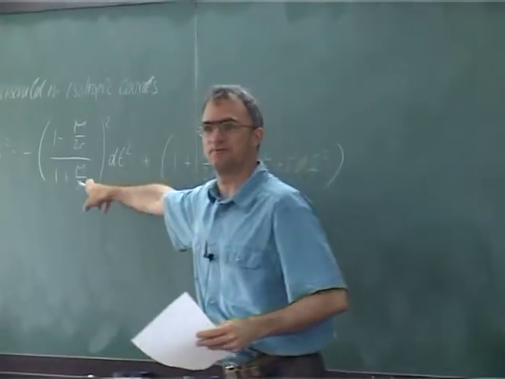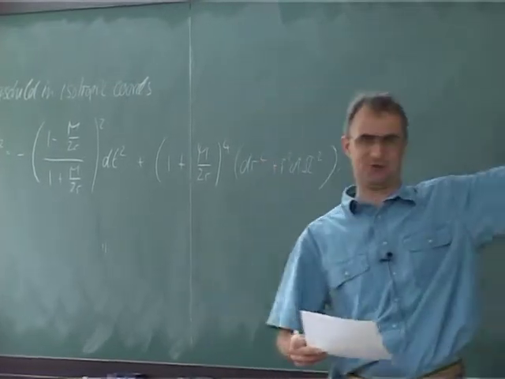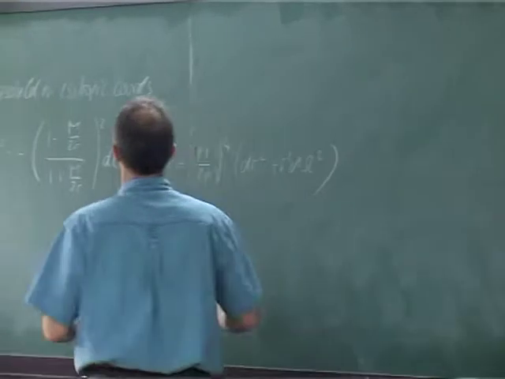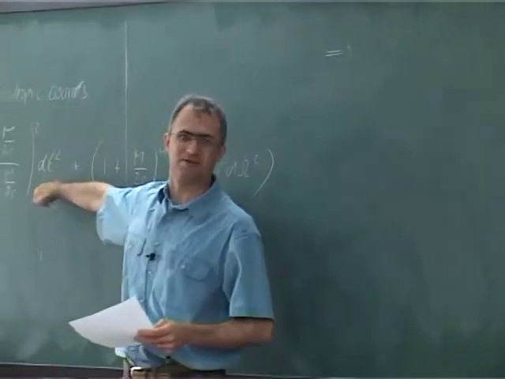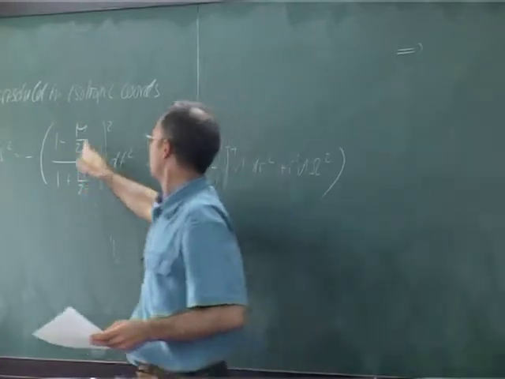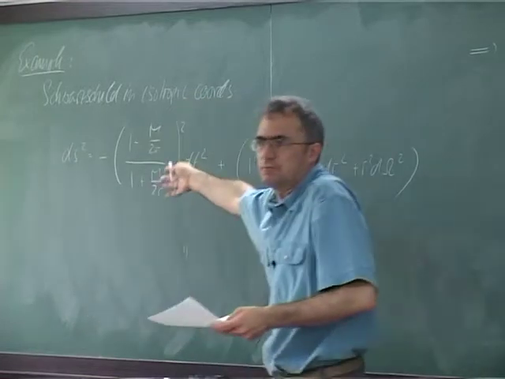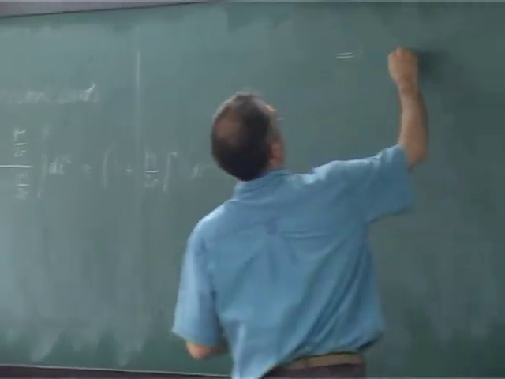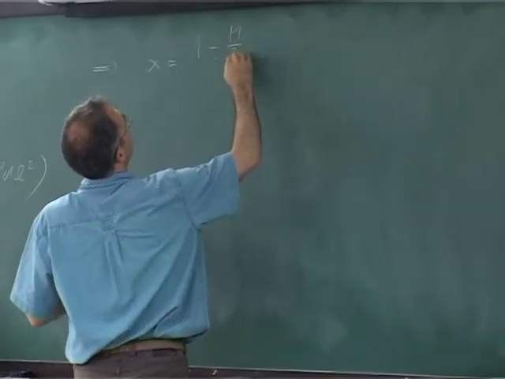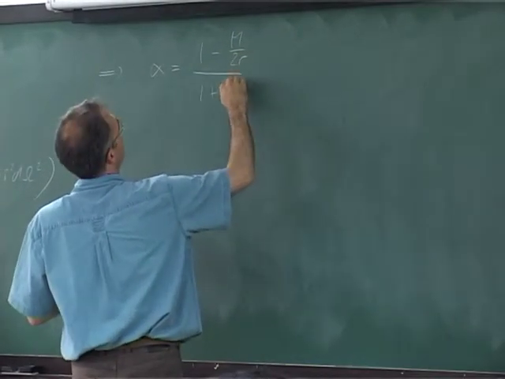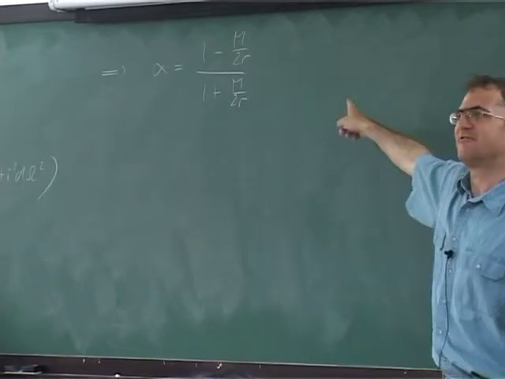and now we can just match terms, and from that we can immediately identify. What is the term in front of dt squared? It's just this one. This must be the square of the lapse. So we can immediately read off that the lapse is just the square root of that. So we see, alpha equals (1 minus m divided by 2r) divided by (1 plus m divided by 2r).